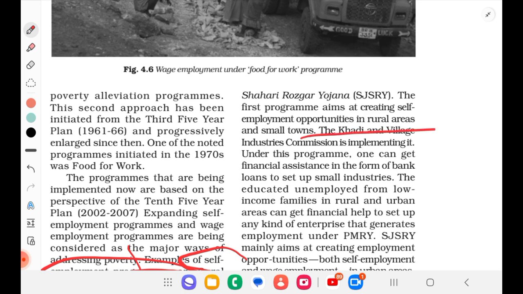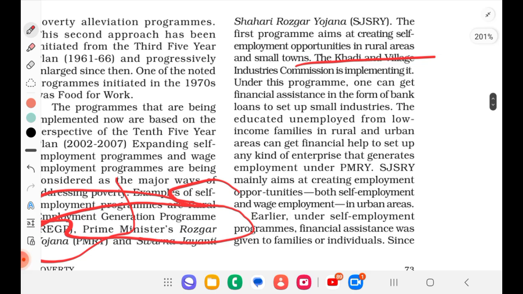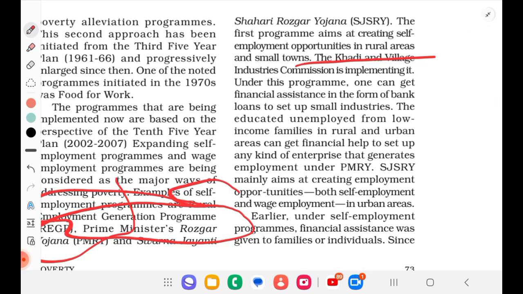Under this program, one can get financial assistance in the form of bank loans to set up small industries. The educated unemployed from low-income families in rural and urban areas can get financial help to set up any kind of enterprise that generates employment. Under PMRY, SJSRY mainly aim at creating employment opportunities, both self-employment and wage employment, in urban areas.